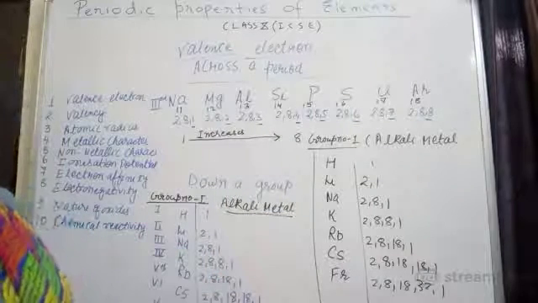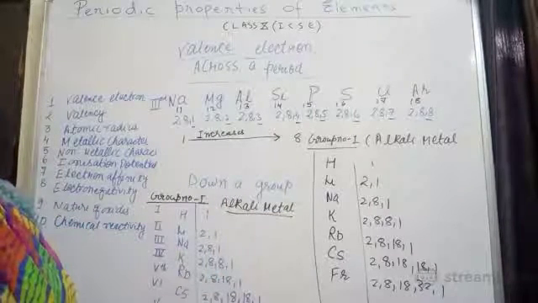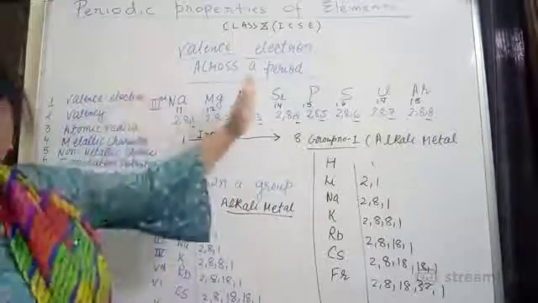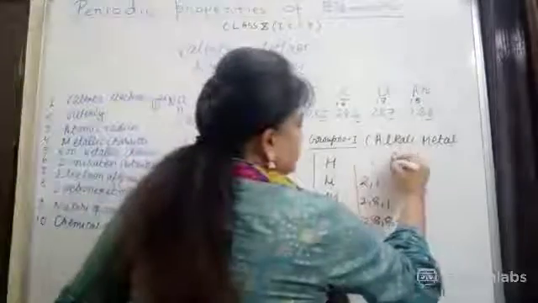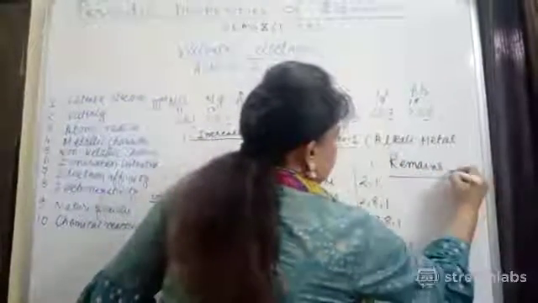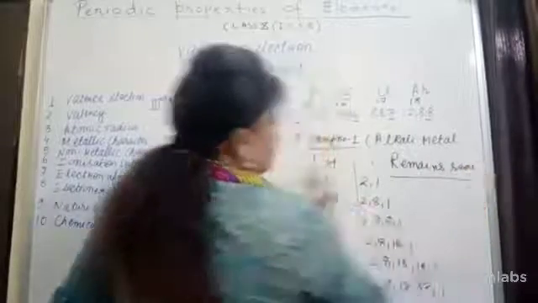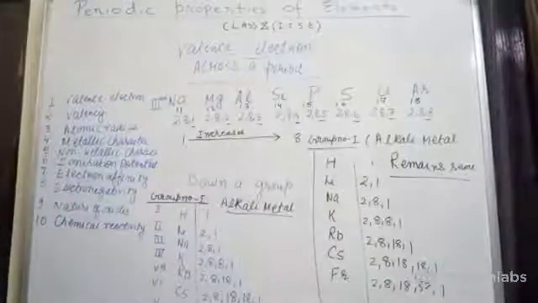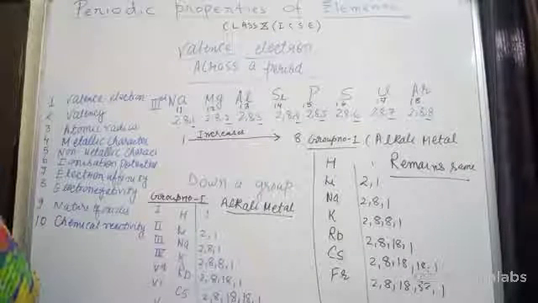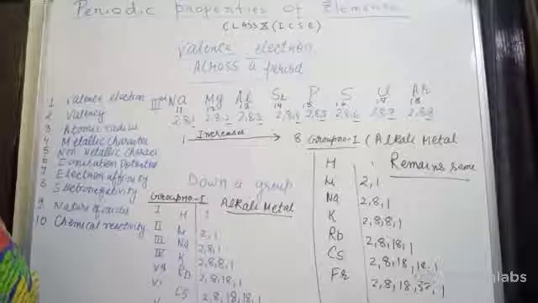So whenever it is asked about the periodic property, that is valence electron, what will you say? When we move across a period, it remains the same. Valence electron remains the same. Clear? I hope everybody has understood the first periodic property, that is valence electron. Can we go to the next topic?